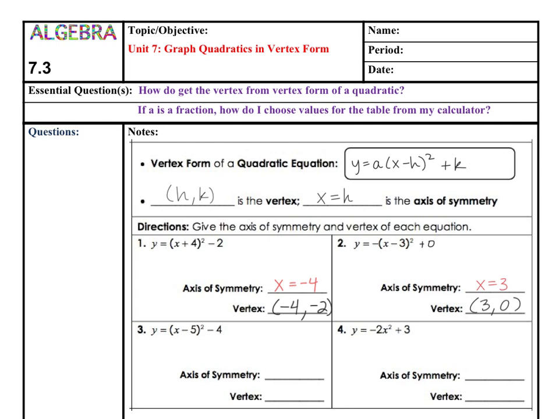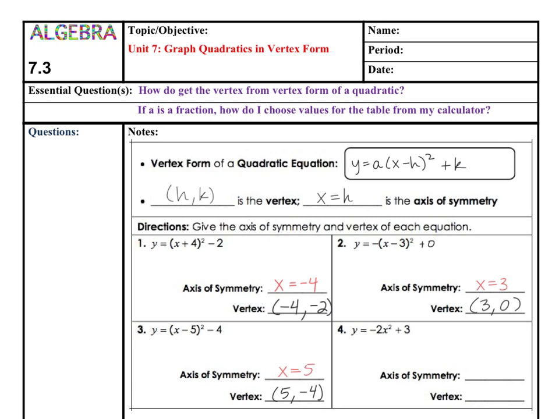Next one. Change the sign of what's in the parentheses. So your x value of the vertex is going to be positive 5. The y value is negative 4, that k. And then the axis of symmetry is the x value of the vertex, which is x equals positive 5.